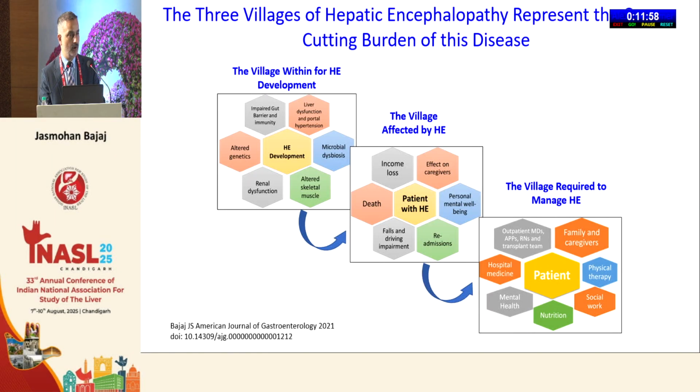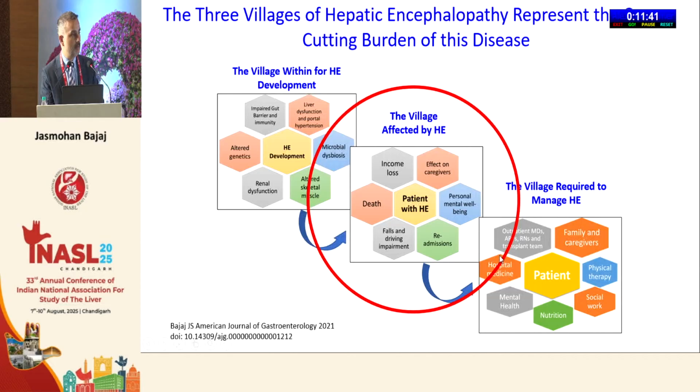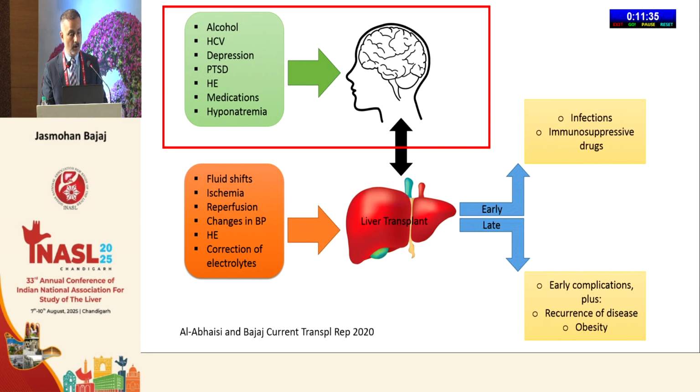So these are the three villages for HE. HE is not just hepatic and brain. There's the village within. All these organs have dysfunction. Then you have the village that is affected, and the village that's required to manage HE is right here. And if you look at right here, there's every single person that you can think of in the hospital. And from now, what we're talking about is the post-liver transplant specialist as well.